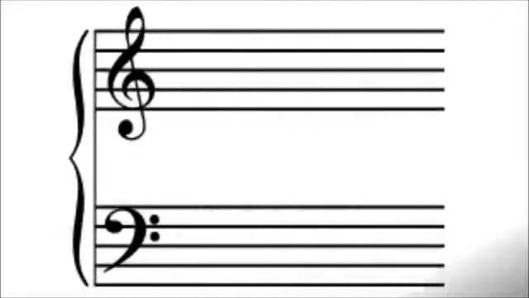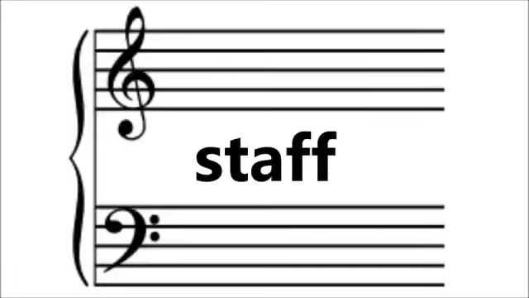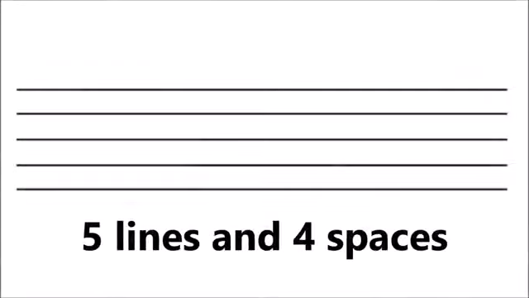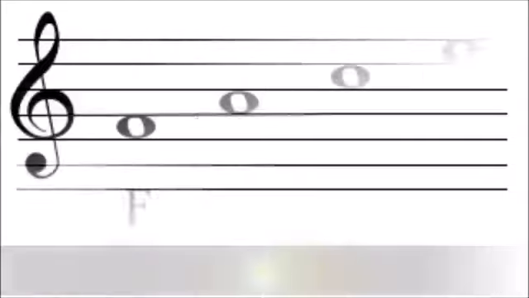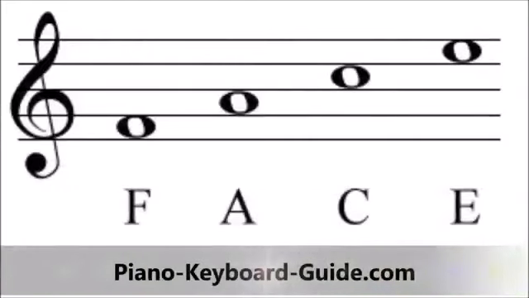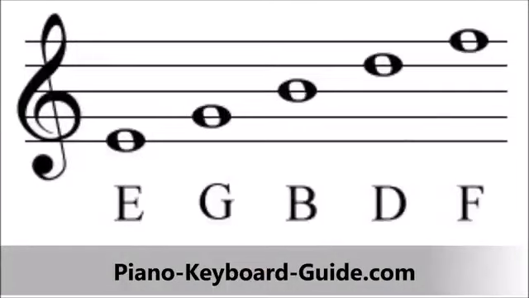Musical notation and pitch. Music is written on a staff. The musical staff consists of 5 lines and 4 spaces. Notes can either sit on a space between 2 lines or be attached to a line.